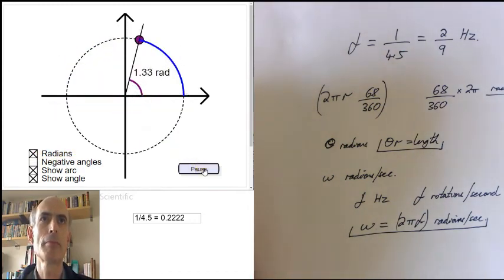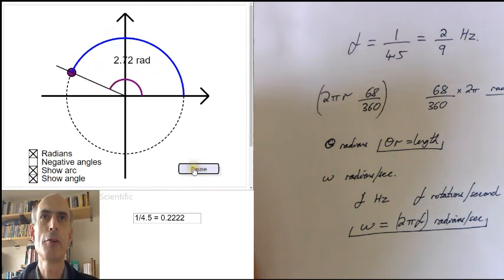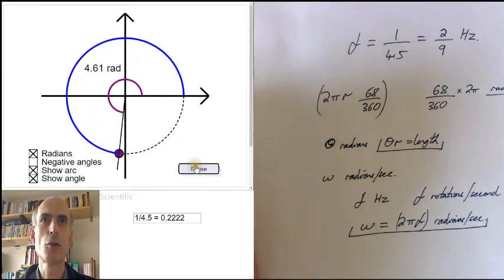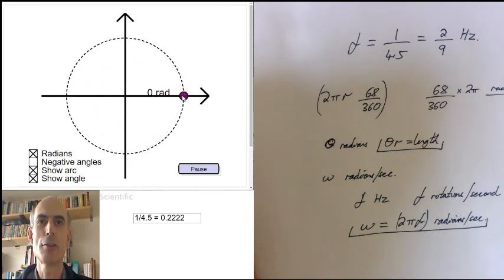You see that the right angle, 90 degrees, is pi over 2 radians. 180 degrees is pi radians. 270 degrees is 3 pi over 2 radians. All the way round is 0 radians or possibly 2 pi radians.